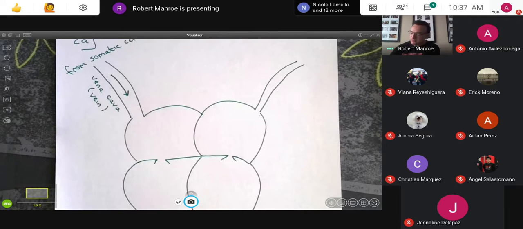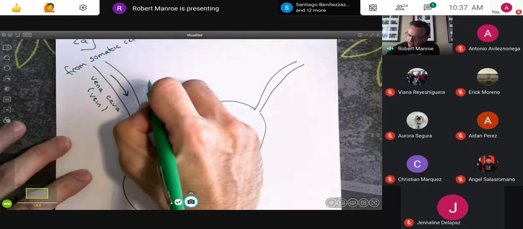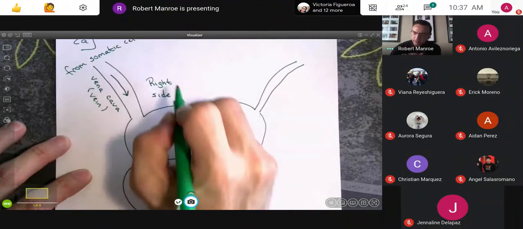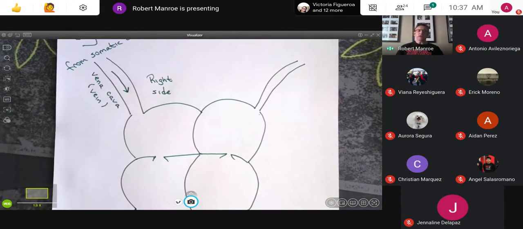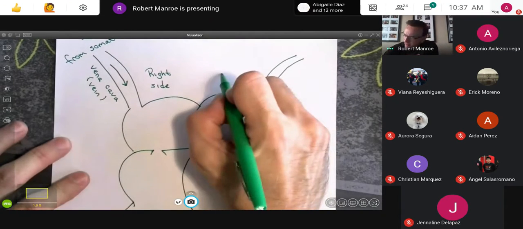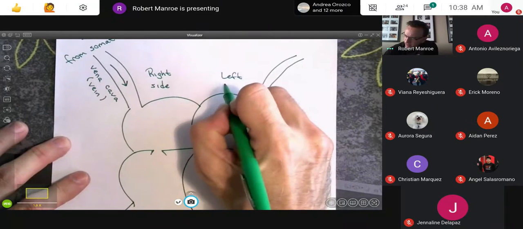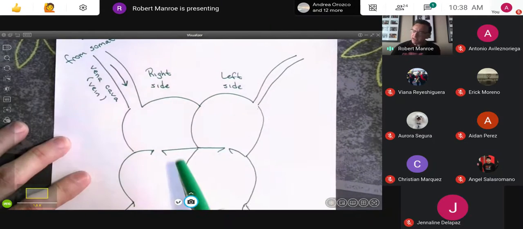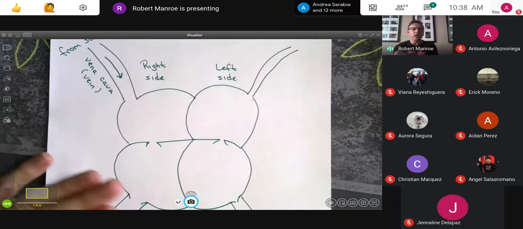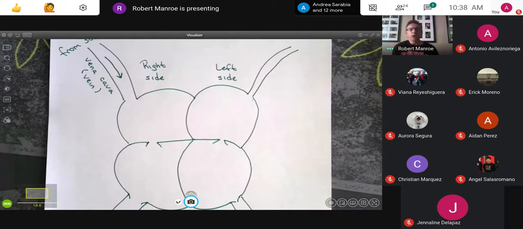And what's cool is this is the right-hand side of the heart. You go, Manro, I might not be all that good with the heart biology, but I know my right from my left. And get a load of this. This is the right side of your heart. This is the left side of your heart. And this is the way all heart diagrams are. Why?